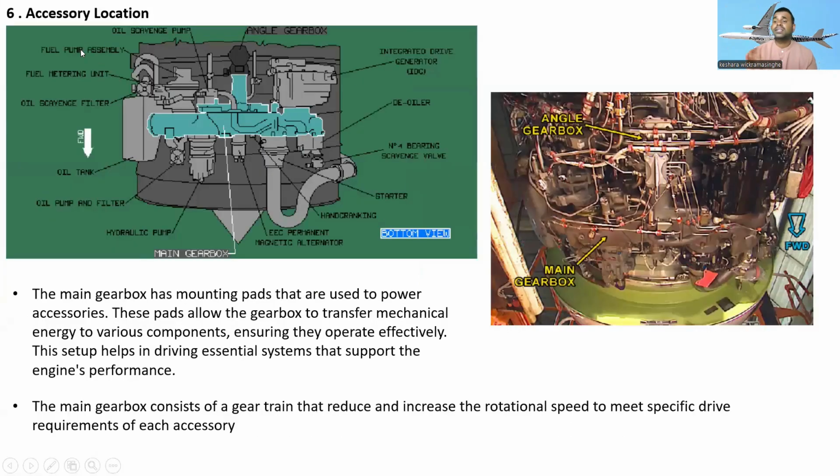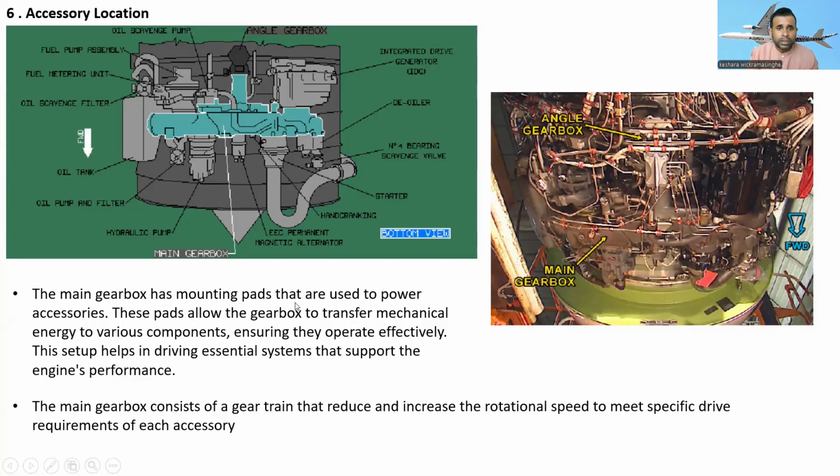Then let's go to the accessories location. In the gearbox, we can see what accessories are located there. When you see from below, here is the main gearbox, and this is the angle gearbox, which is directly connected to the high pressure rotor.